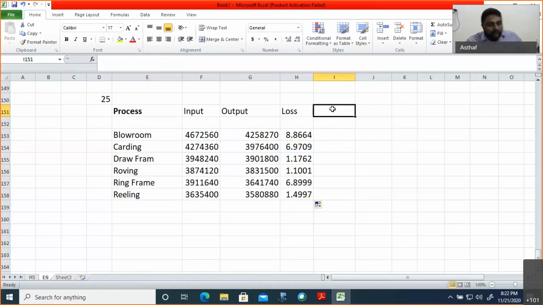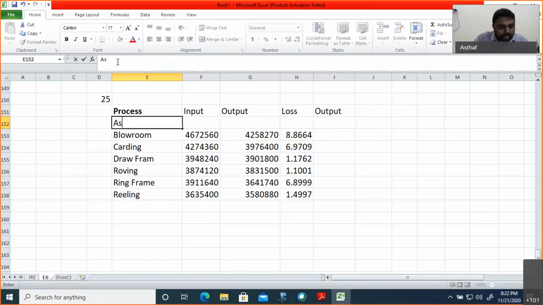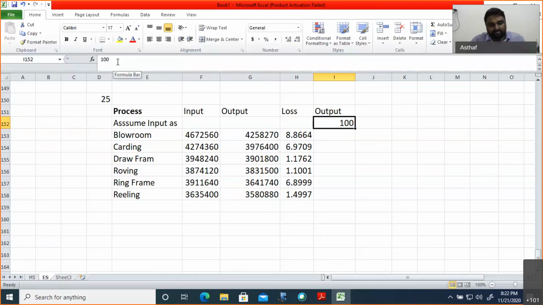See here, what will be the output? We are just working out what the output will be. Very simple. Assume the input as 100. So if you give 100, what will be the output? Next step, let us assume 100. This is the loss of each process. Let us assume your input as 100. What will be the output?